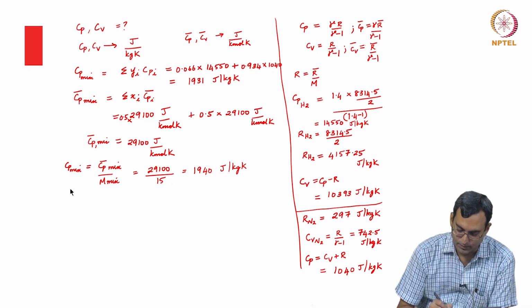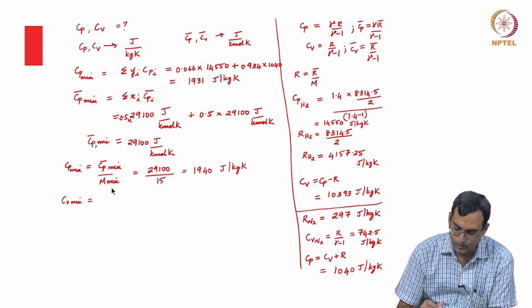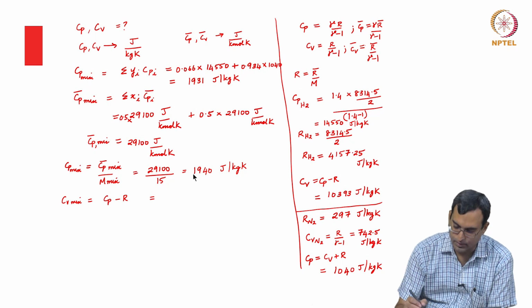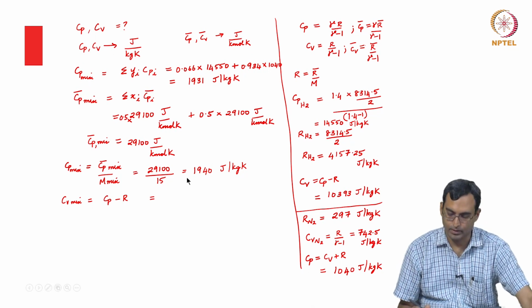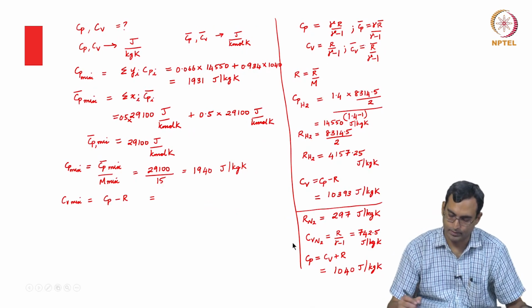So, what I can also do is find Cv of the mixture, which is Cp of the mixture minus R of the mixture. So, I have Cp, one of this value. I had R for the mixture as 554.3.